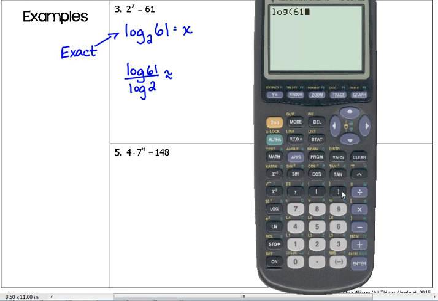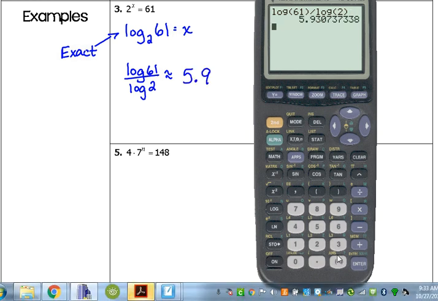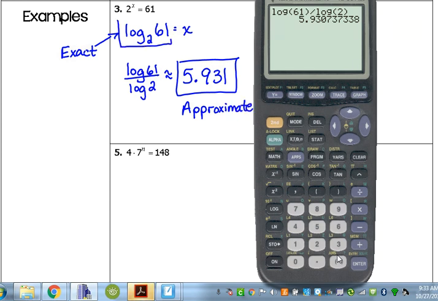Log 61, parentheses, make sure you close your parentheses. If you don't, it's not going to give you the right number. Divided by the log of 2. So 5.931 is our approximate answer. So exact is in log form, log base 2 of 61. 5.931 is the approximate answer, and we can always check it.